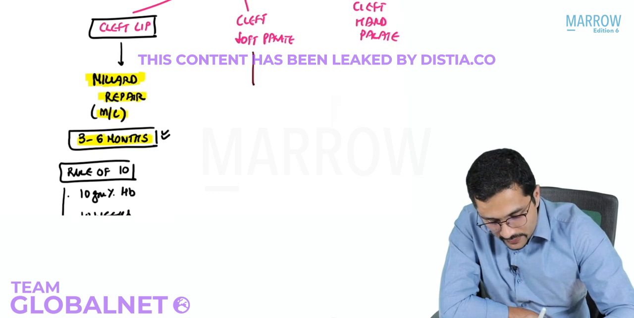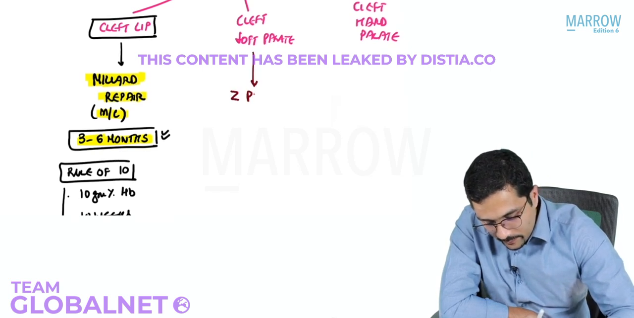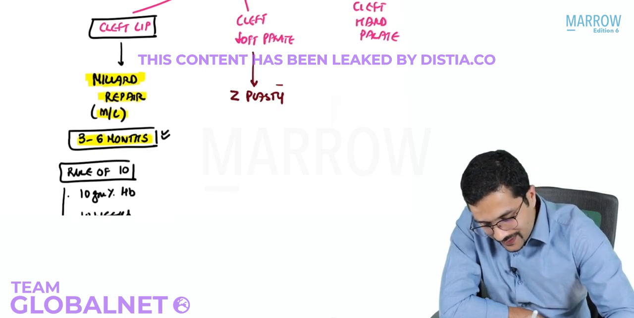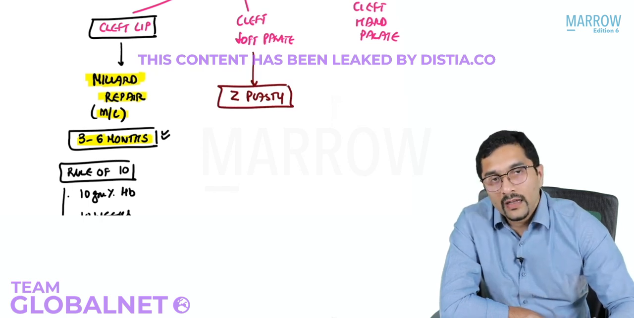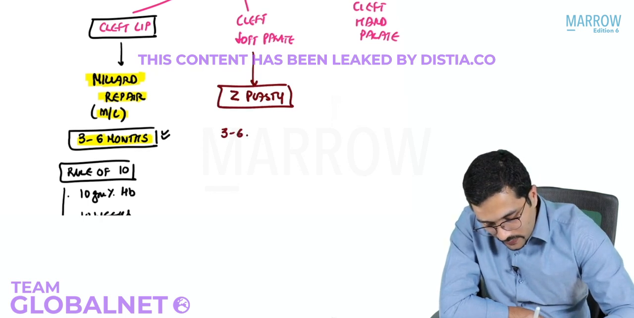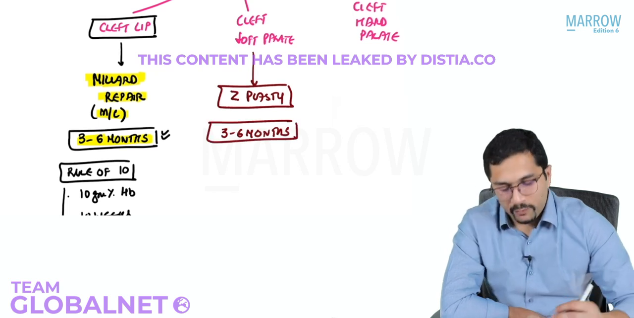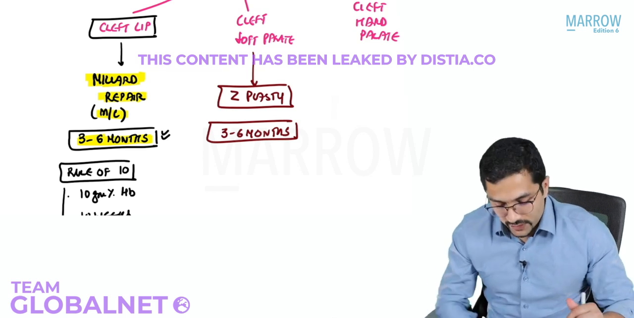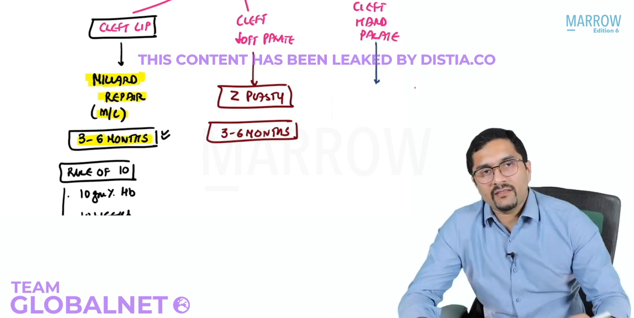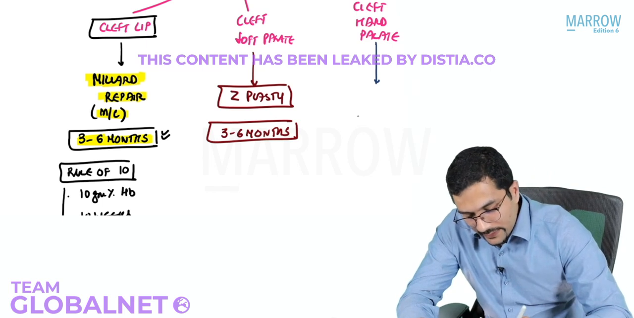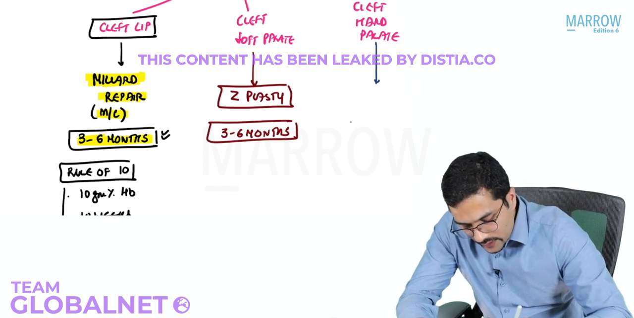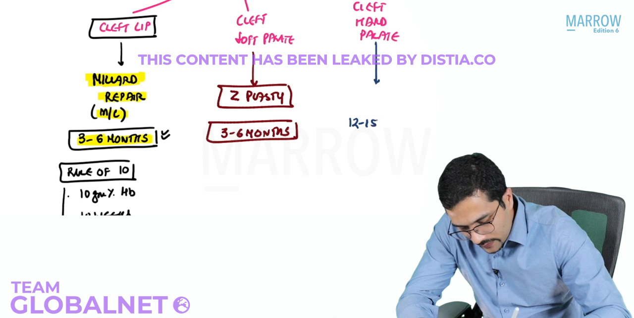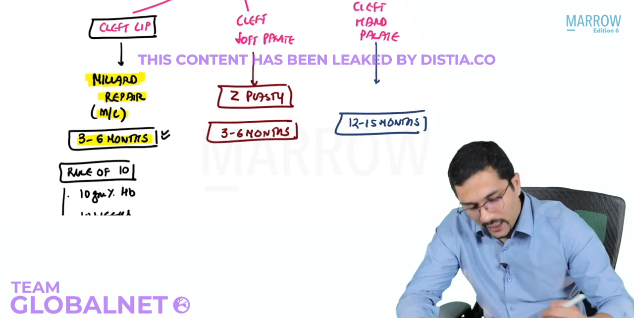Similarly, for soft palate repair, we carry out a Z-plasty. I've already told you about Z-plasties in the starting of the module. And Z-plasties for soft palate are also done at 3 to 6 months of age. So both lip and soft palate can be combined as a single procedure done at 3 to 6 months of age. Hard palate is the tricky one where we have to wait for at least 9 to 12 months. Surgery is usually done between 12 to 15 months for hard palate.